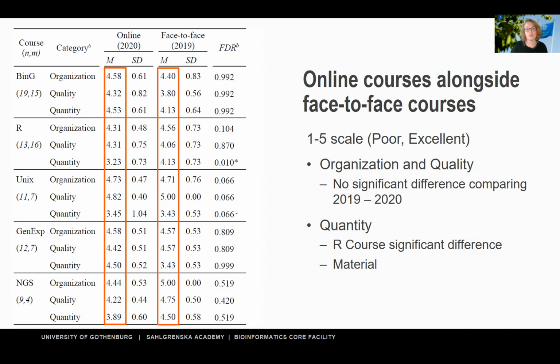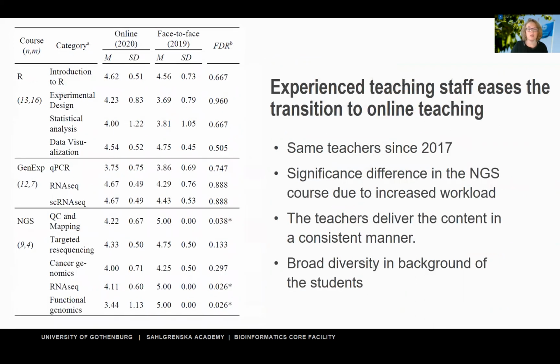All courses are generally highly scored in both 2020 and 2019, with a mean score around 4 throughout the courses. Here we look at the different topics in each course to see if there is a significant difference between the topics in 2019 compared to 2020.